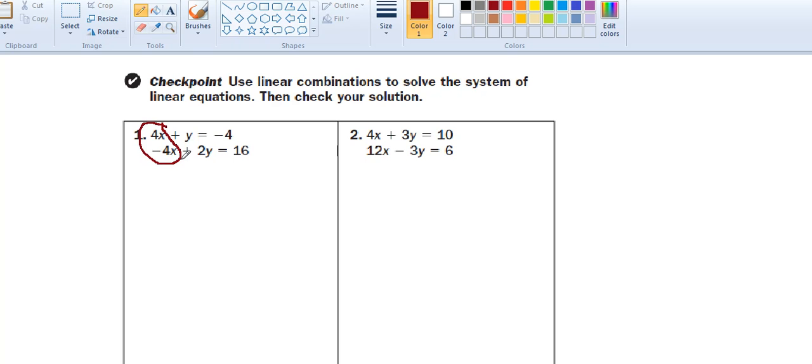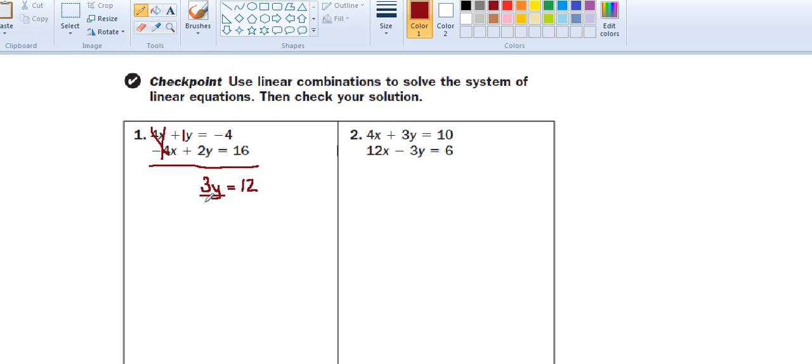That step one that we talked about, I think I had it labeled as step A on the previous page. We don't have to worry about this. What we are going to do is put a line right there, and we're going to add. So it looks like this. Negative 4x and positive 4x cancel each other out. 1y and 2y is 3y. Negative 4 plus 16 is positive 12.